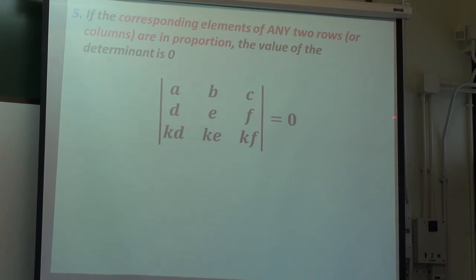Now, in my example, I choose the second row and the third row. And you can see some relationship among them. And what are they? The relationship. What can you see from the second row and the third row?